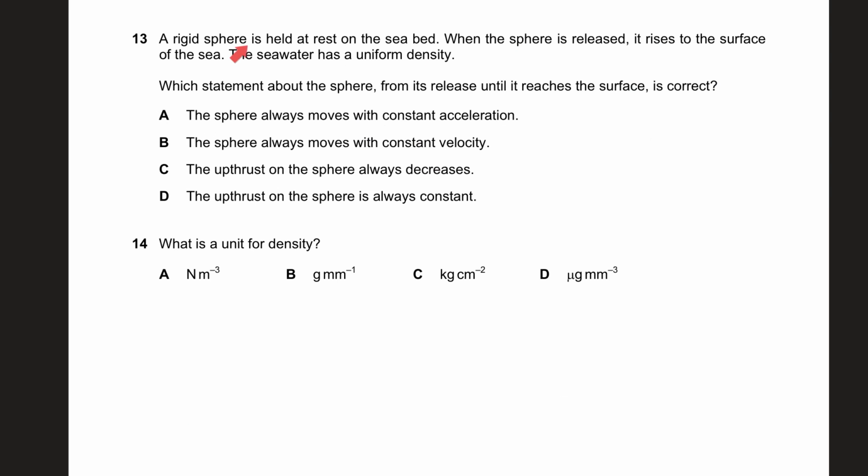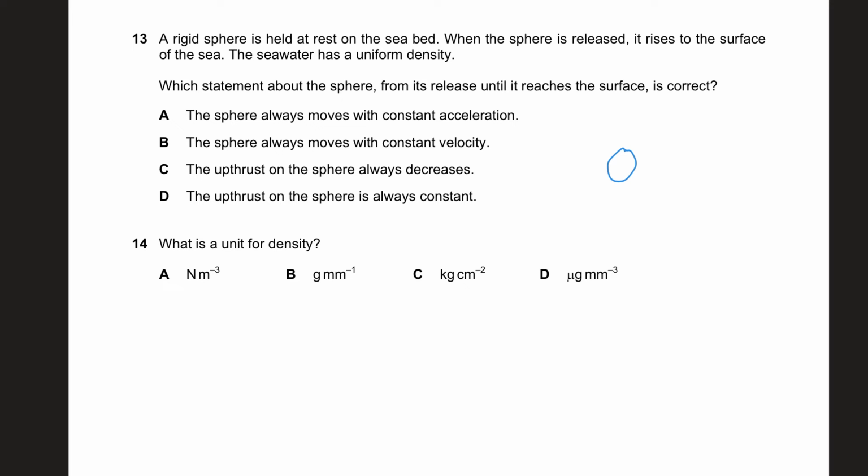Question 13 says, a rigid sphere is held at rest on the seabed. When the sphere is released, it rises to the surface of the sea. The seawater has a uniform density. Which statement about the sphere from its release until it reaches the surface is correct? The sphere always moves with a constant acceleration. Nope. The sphere will not move with a constant acceleration.